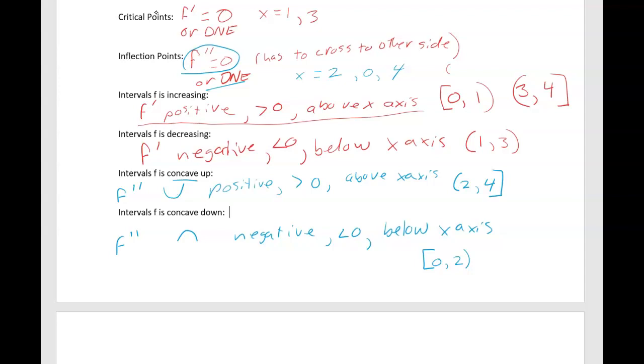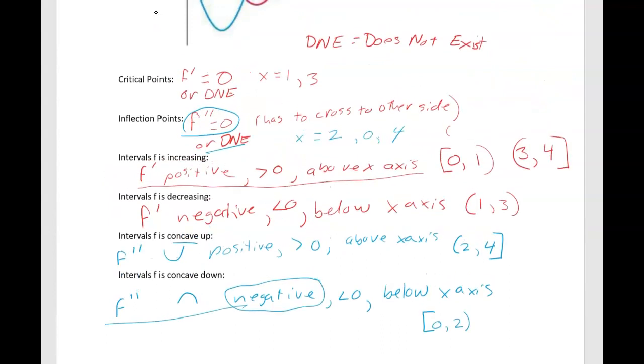And what I want to see is this justification. You just show me that the second derivative is what we look at for concavity, and either that it's negative, less than 0, or below the x-axis. That is proper justification for picking out the concave down interval there.